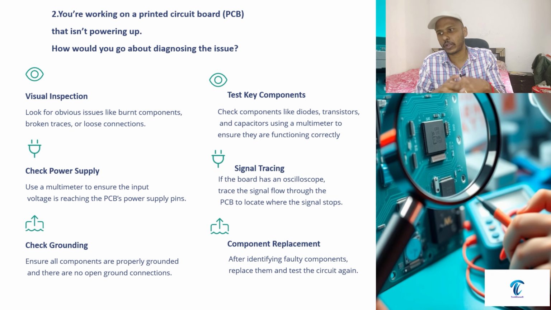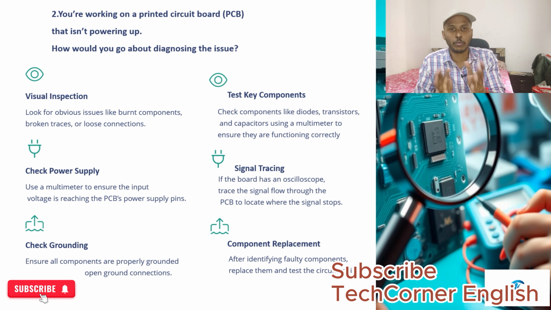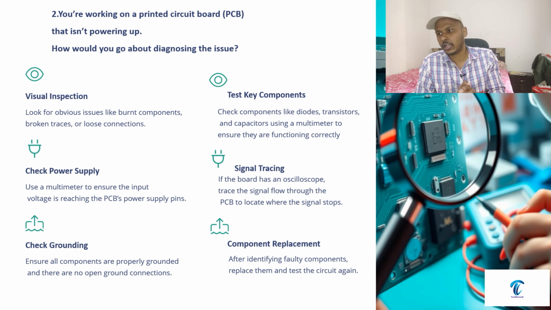If input is coming, then you can see whether the fuses or anything in the primary part of the PCB are okay or not. In most cases, if there is any voltage fluctuation, the fuse of the PCB will be burned out or damaged. So you can replace the fuse and get it running. You can also check the grounding, that all components are properly grounded and there are no open ground connections. Then you can check each component, like diodes, transistors, capacitors and fuses, using a multimeter, to see whether everything is functioning properly.